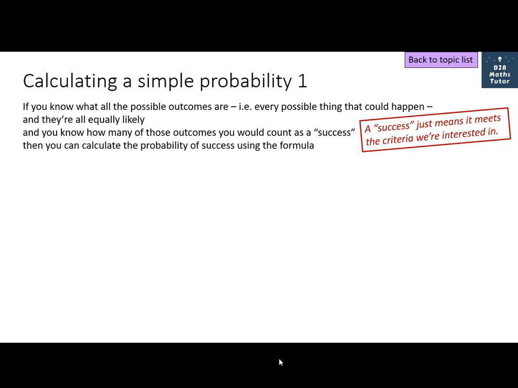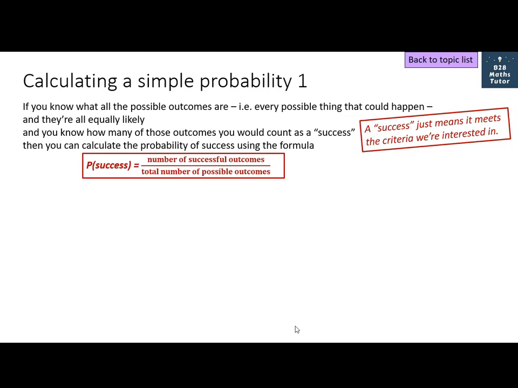Then you can use that information to calculate the probability of success by using this formula. P(success) means the probability of this thing happening, success, is the number of possible outcomes that give us what we want, divided by the total number of possible outcomes.